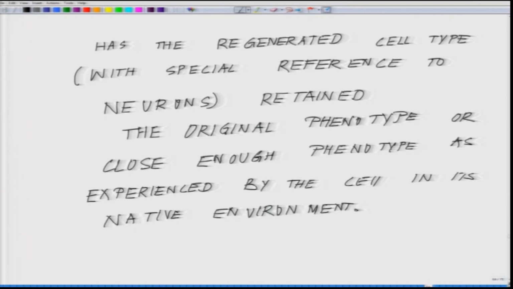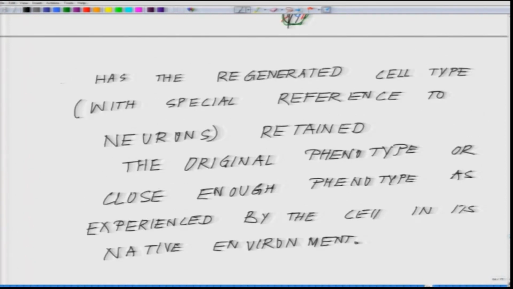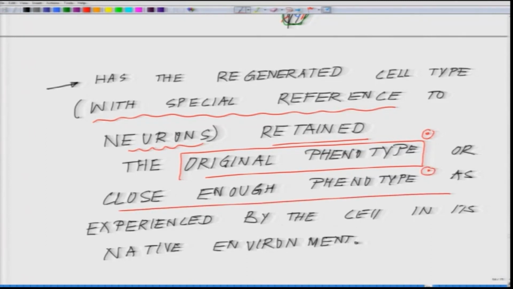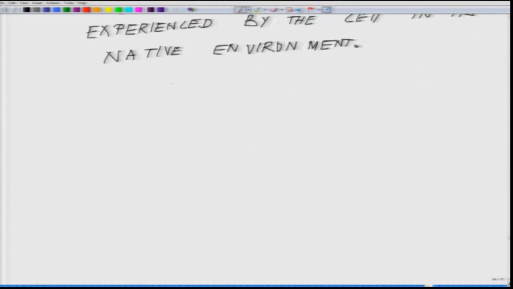Okay. So, when we talk about native environment, we are talking about something like this. So, let us repeat it. Has the regenerated cell type, of course, we are talking about the neurons in this situation, which could be any other cell type, with special reference to neurons or other cells, retained the original phenotype, this is part 1, or close enough phenotype experienced by the cell in its native environment. So, this is part 1, the phenotype.